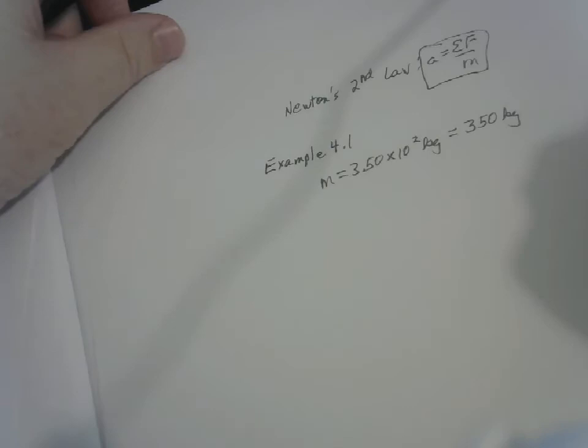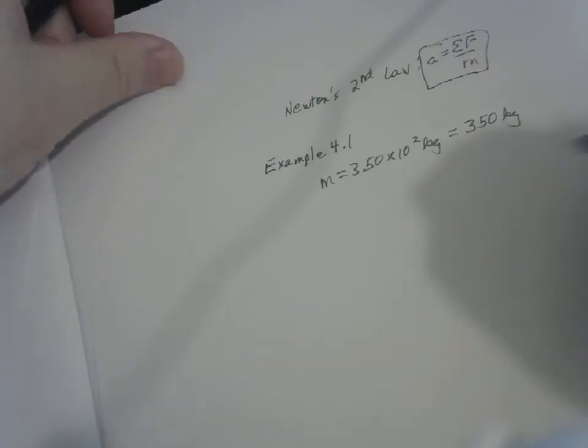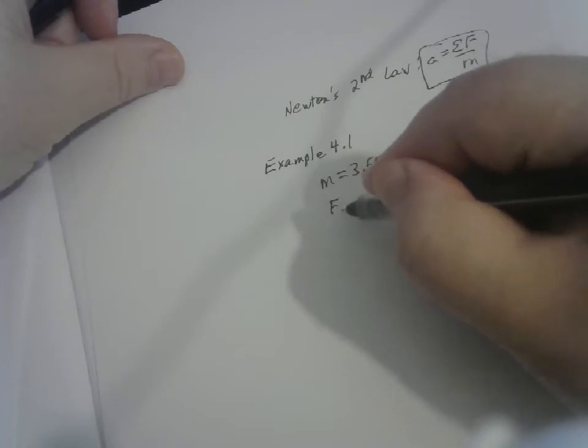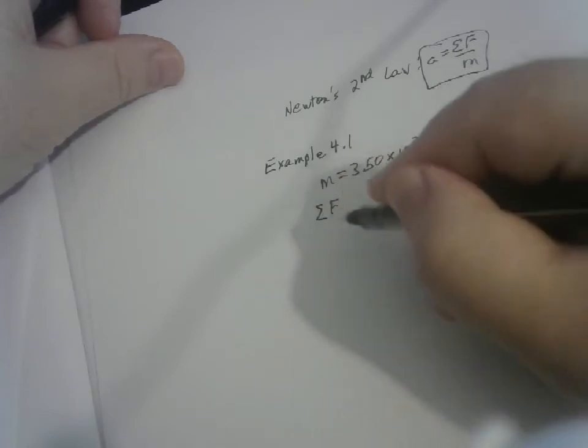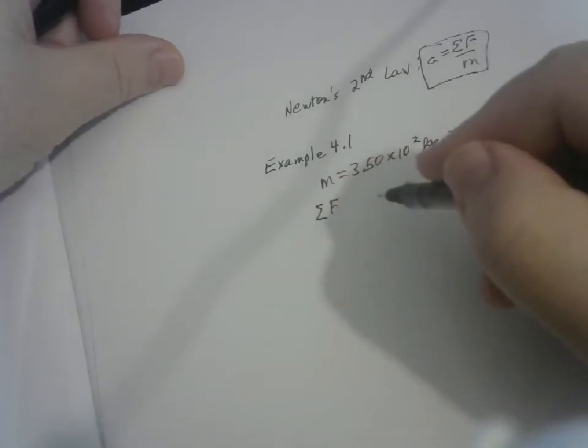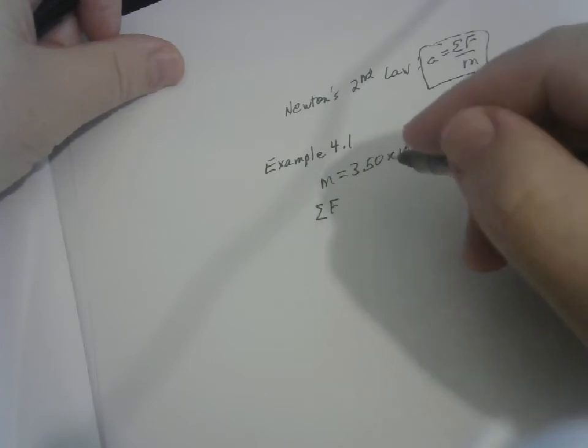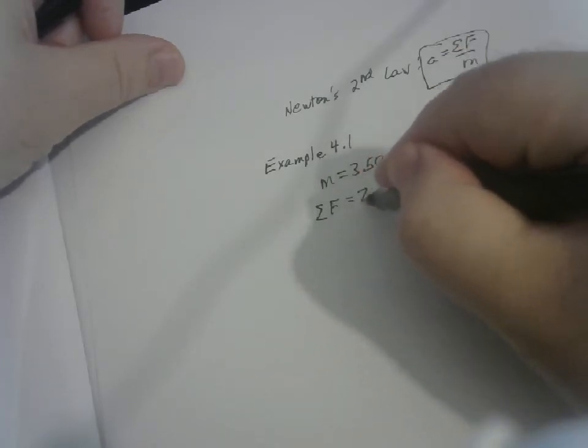We're doing example 4.1 about Newton's second law. An airboat with a mass of 3.50 times 10 to the second kilograms, that's just 350 kilograms, including the passenger, has an engine that produces a net horizontal force of 770 newtons.